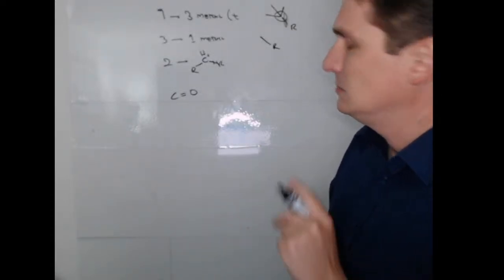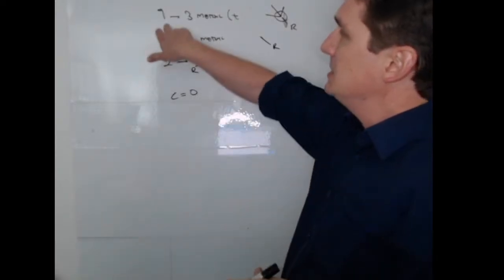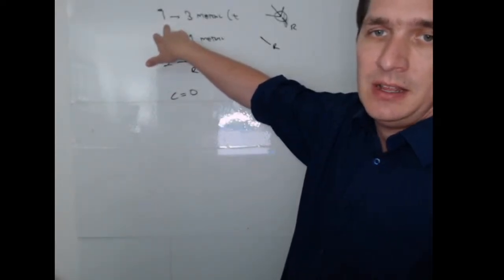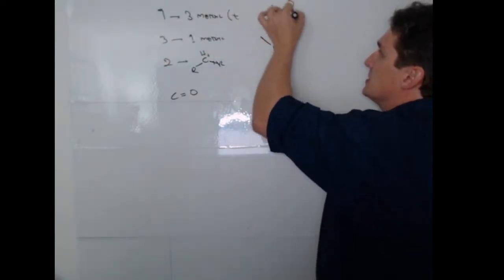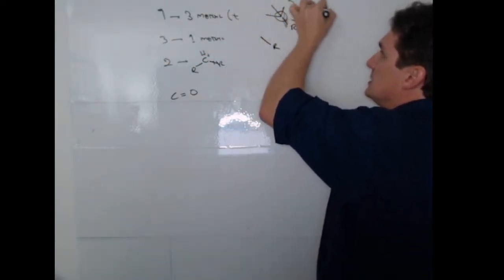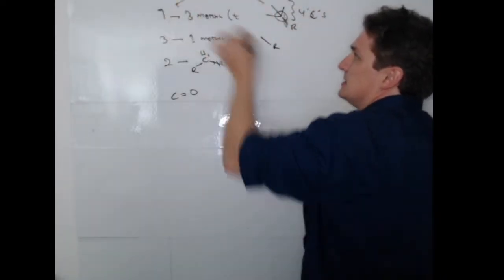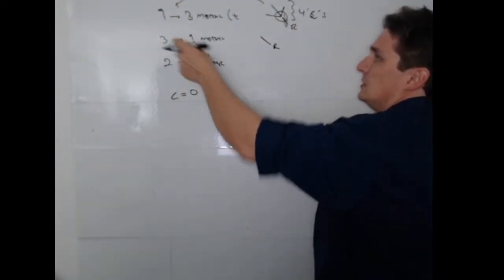So, backtrack. In order to get this singlet with an integrated area of 9, I need a tert-butyl group. That tert-butyl group contains 4 carbons. And so that's how I'm going to get my singlet of 9.